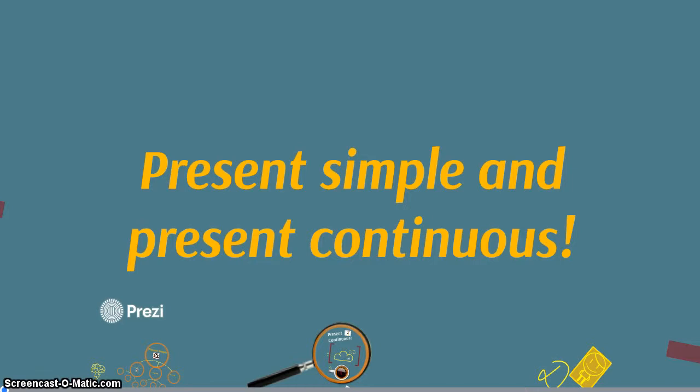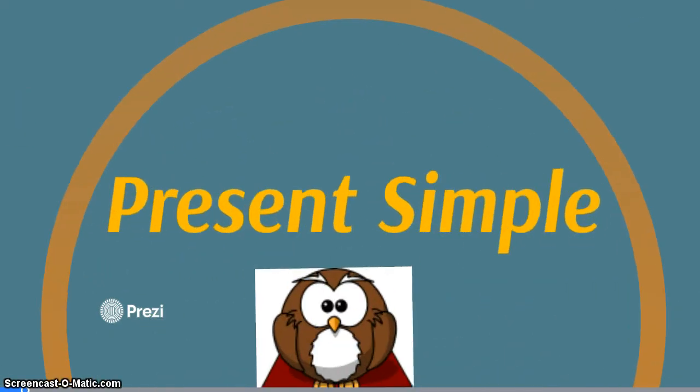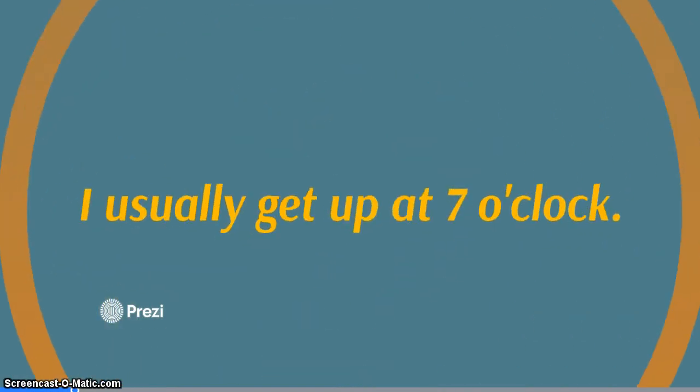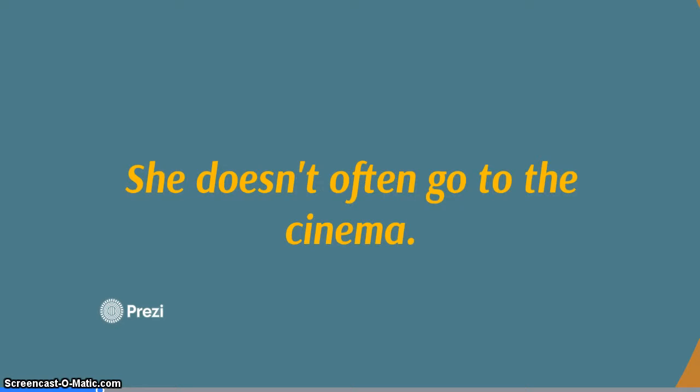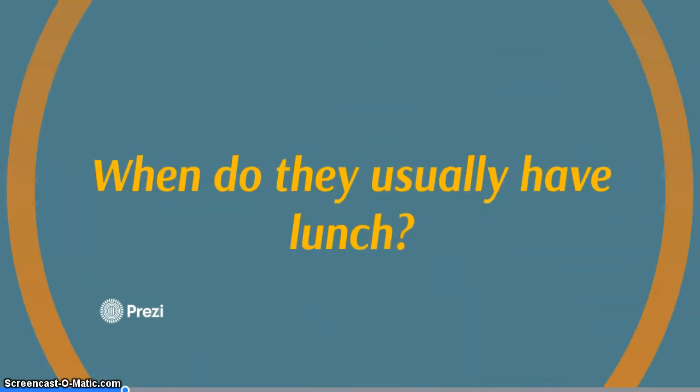But before we learn the present continuous, we have to remember what we know about the present simple. Do you remember the present simple? We use it to talk about regular habits and daily routines. For example, I usually get up at 7 o'clock. She doesn't often go to the cinema. When do they usually have lunch?